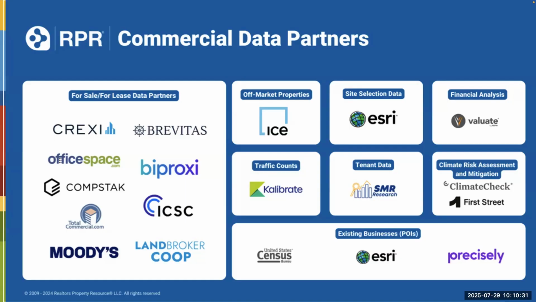Of course, you will see US Census information, you'll see ESRI information. Our points and places of interest are provided by a company called Precisely. We have traffic counts, we have tenant data. You can generate climate risk assessment reports for areas. That's provided by Climate Check and First Street, so you can pick which one you want to use.